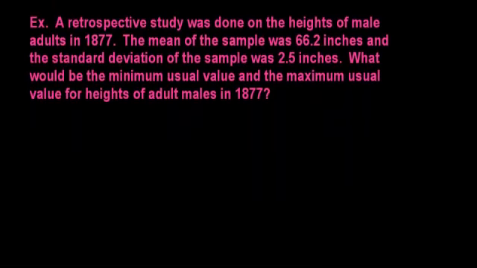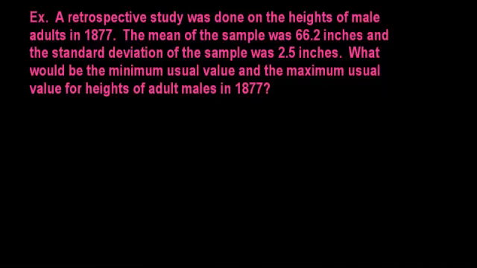Someone conducted a retrospective study. They went back in time and pulled data on the heights of male adults in 1877. The mean of the sample was 66.2 inches and the standard deviation was 2.5 inches. What would be the minimum usual value and the maximum usual value for heights of adult males in 1877?